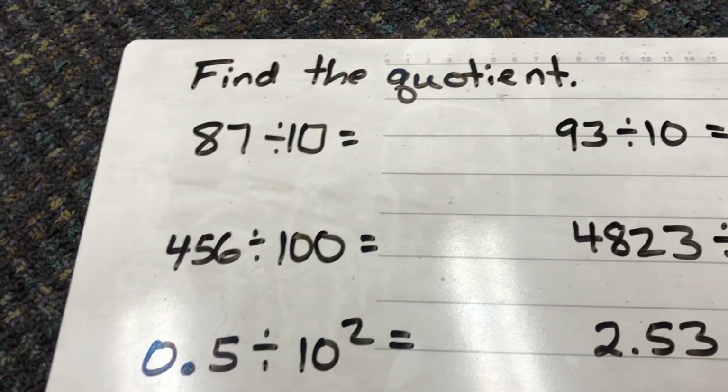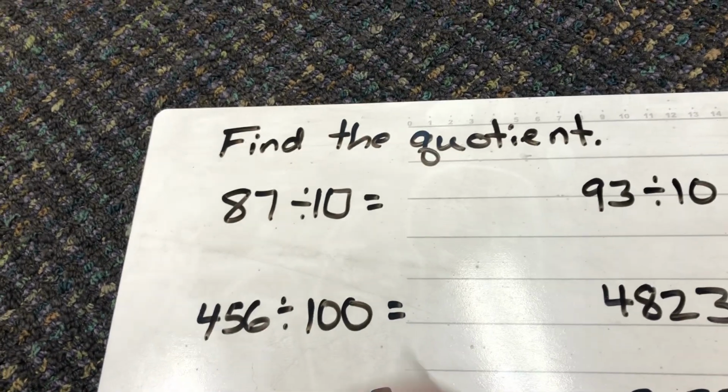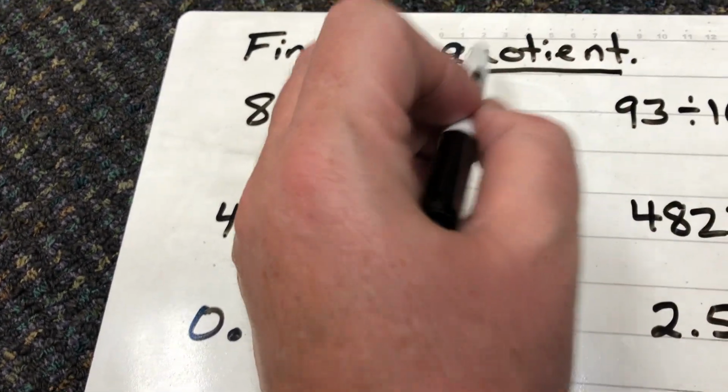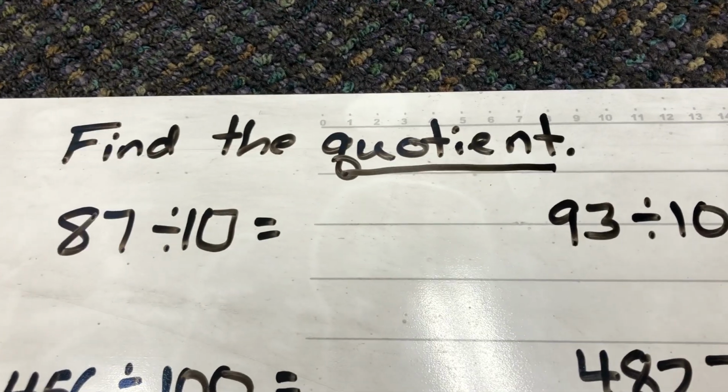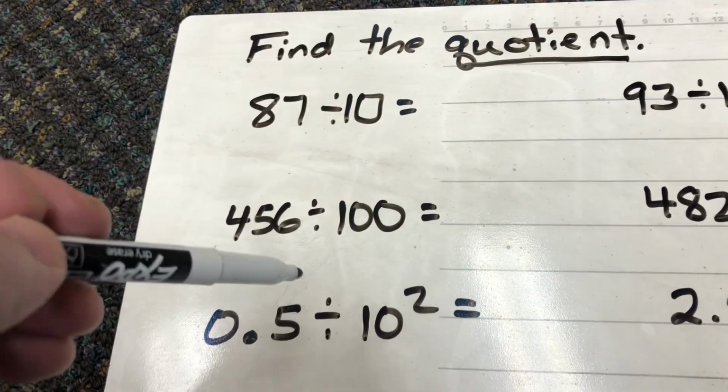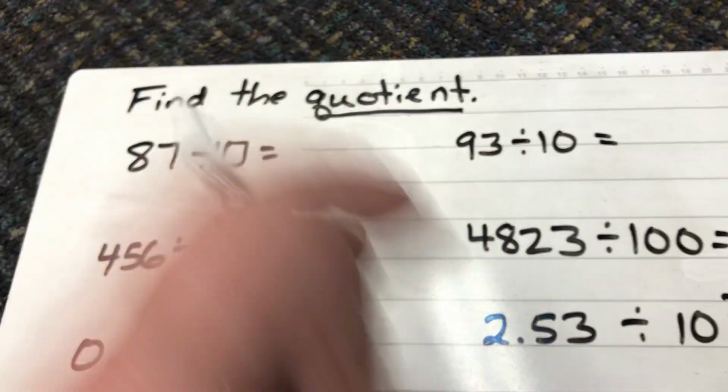All right, fifth grade. Well, we're getting here into chapter 7, and the first set of directions say find the quotient. I want to make sure you understand that when we're talking about the quotient, we're talking about the answer to a division problem. So we've got a lot of division signs going on here.